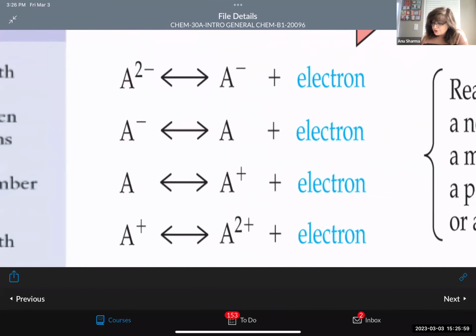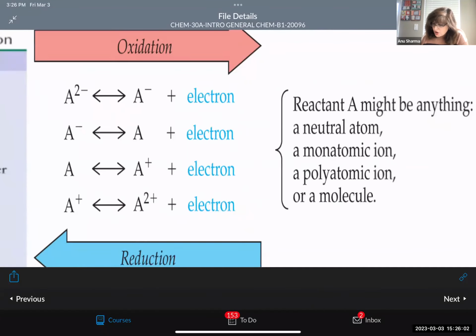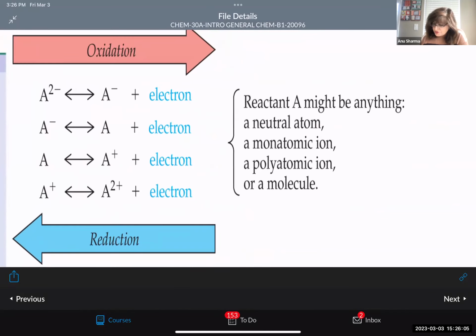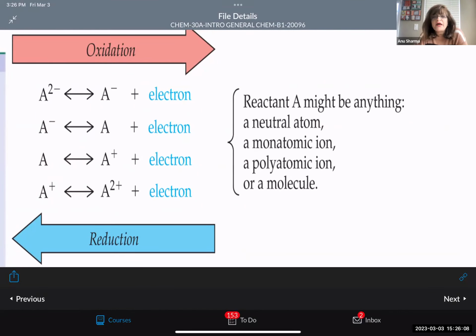Here we have shown a scenario where oxidation is when you move along a number line, when you move from -2 to -1. That is oxidation, which means you are losing an electron. So moving from a -2, -3, or -4 charge to a less negative charge is oxidation. Moving from a negative charge to a 0 charge is also oxidation.